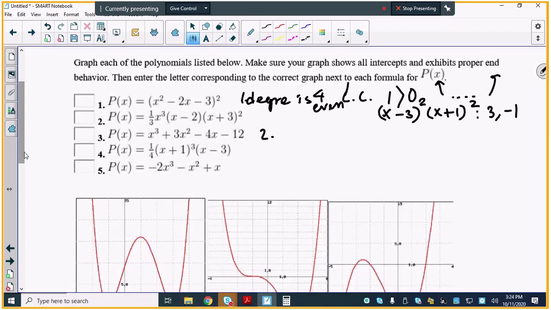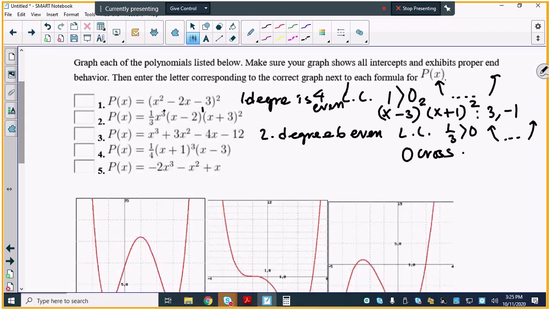The second one, the degree is 3 plus 1 plus 2, so that is 6, and that is even. Leading coefficient for the second one is 1/3, still positive, so it is the same way, both ends are going to go up. The solutions are a little easy to find. It should be 0, odd multiplicity, so I will say cross. The next solution is 2, odd multiplicity, so cross. 3 is even multiplicity, so that should be touch. Whereas for the previous one, both of them were even multiplicity, so both of them would be touch. And that's number 2. Number 3.